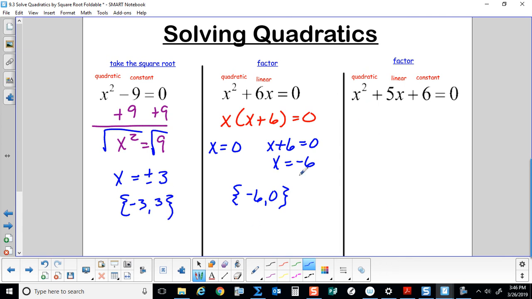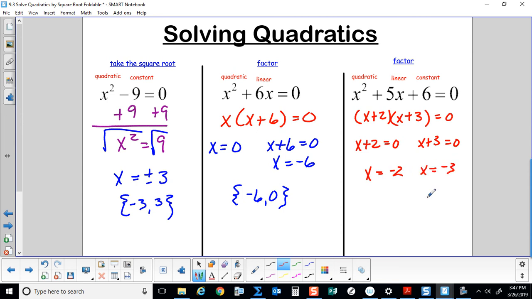All right, and here's another type of quadratic that we'll solve. We have a quadratic term, a linear term, and a constant term. So one method to do that is to factor it. And then I'm going to set each factor to 0. And my solutions are negative 2 and negative 3.